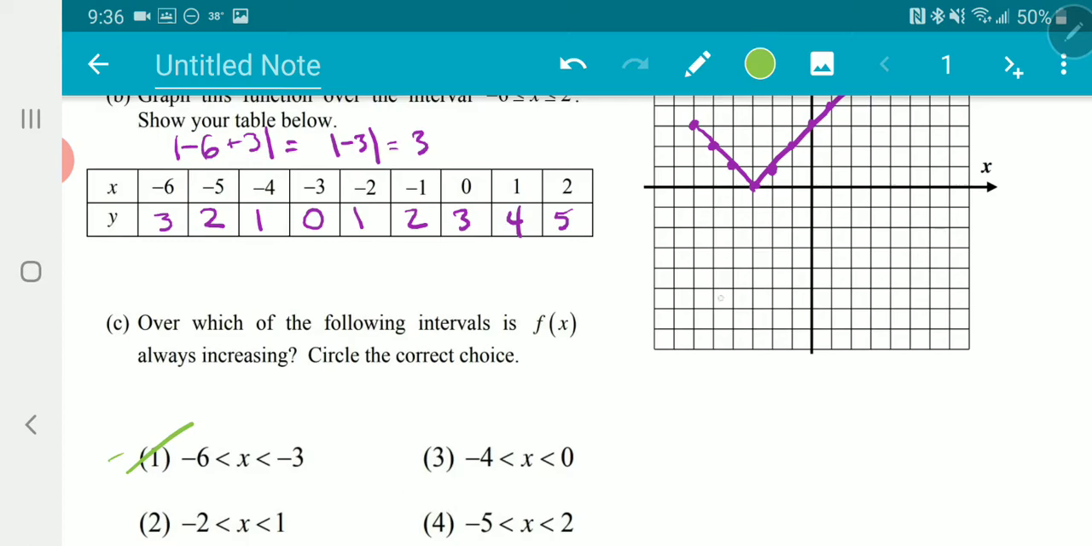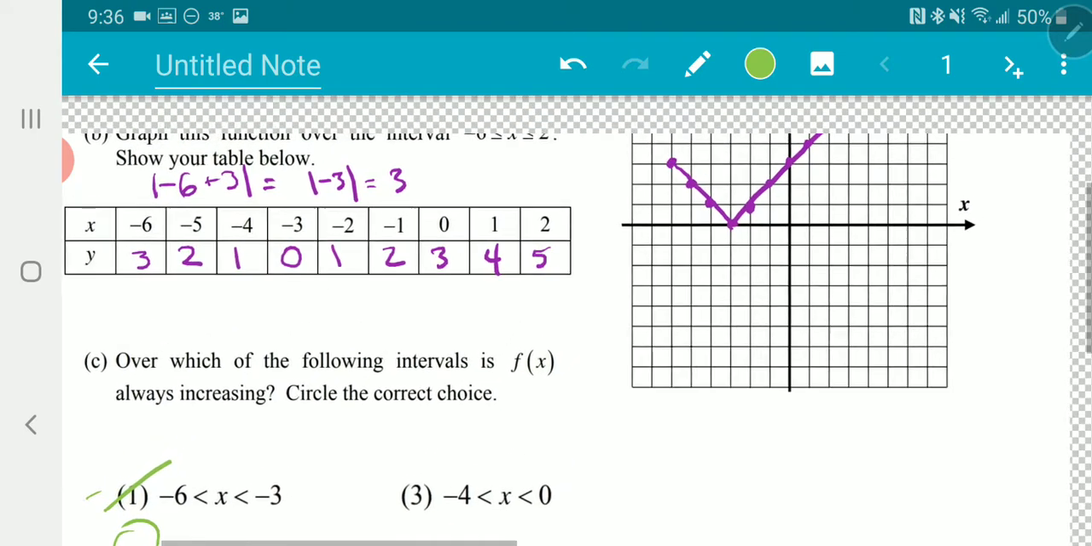Now for 2, from -2, where are we at here? -2 to +1. On this interval, am I always increasing? I think that's correct. I am always increasing. I'm going up, so that's a good answer. But let's check these last two just to make sure.